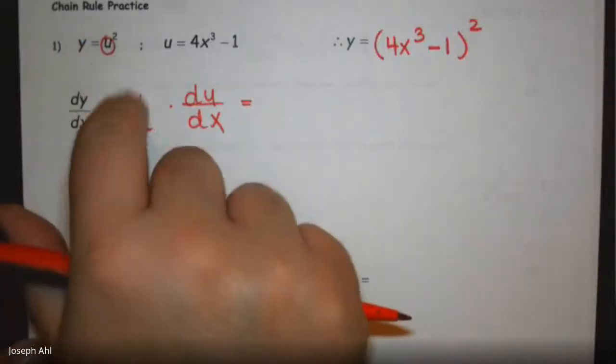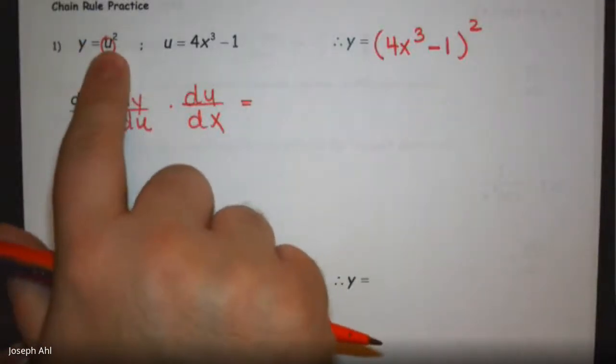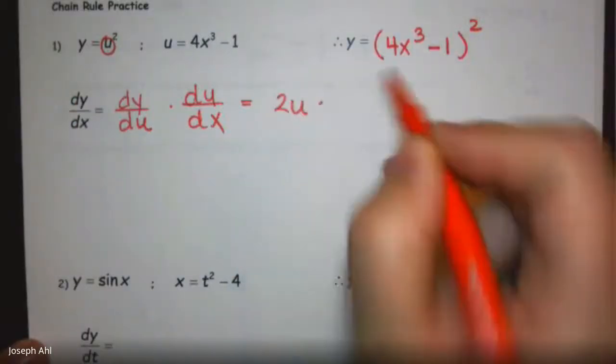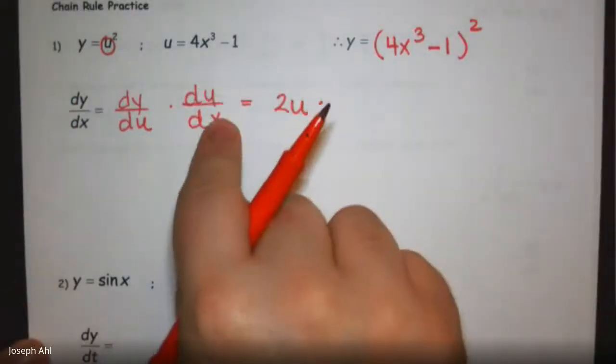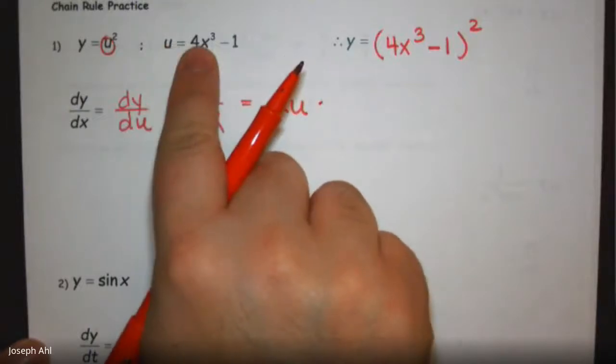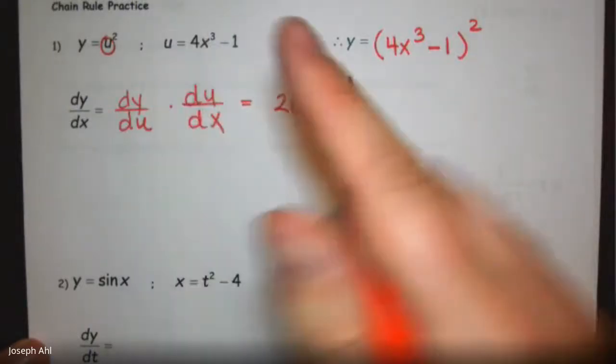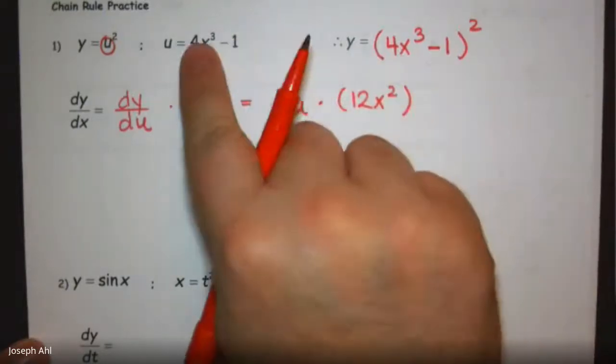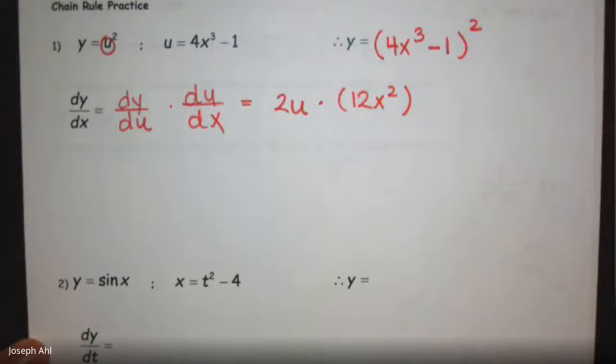So what would dy/du be? Well, dy/du is the derivative of this function with respect to u, so that's going to be 2u. And then finally, du/dx is the derivative of this function with respect to x, so that's just going to give you 12x squared, right? Derivative of the constant is just going to be 0 there, but we do get 12x squared.